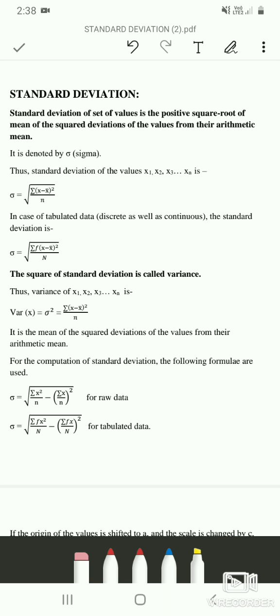Standard deviation is the most commonly used technique. It is because we had seen that the range involves only the highest and the lowest value of a given data. So to overcome that, we had studied the quartile and quartile deviation. But even in quartile deviation, all the observations are not considered. Only the quartiles, that is Q1, Q2 and Q3 values, are considered.